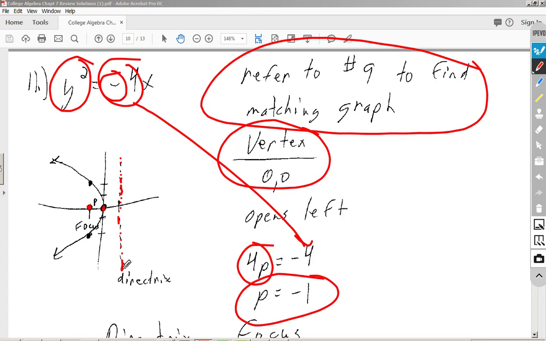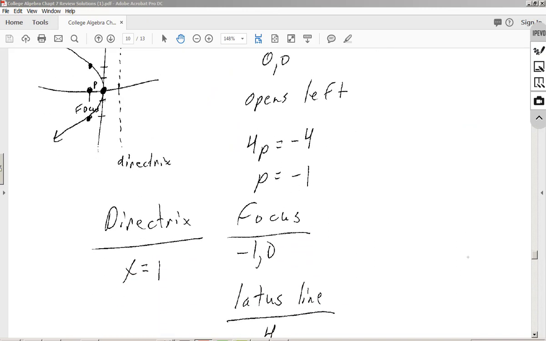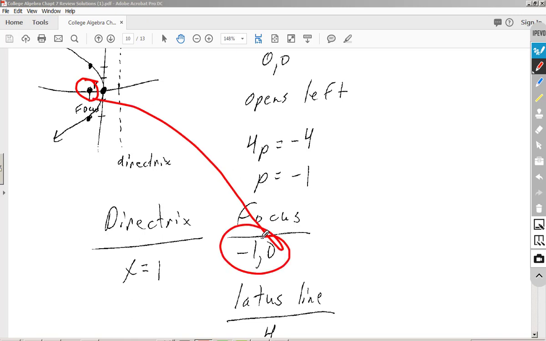Now that I've graphed this, I just have to write those equations down. For my focus, here it is, I've got it at -1, 0. And then my directrix is 1 behind that, so that's going to be x equals 1.